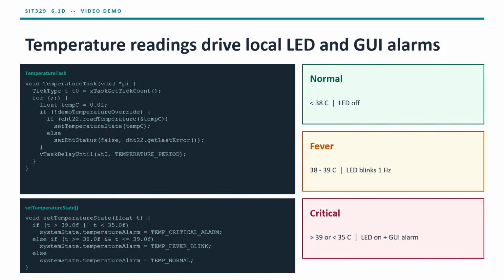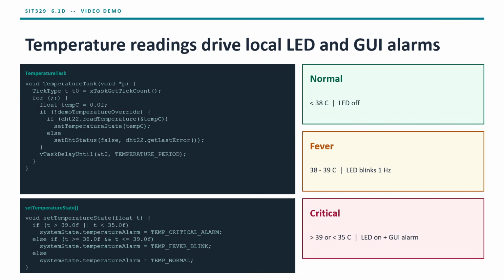Below 38 degrees Celsius is the normal state, and the LED state is off. Between 38 and 39 degrees is the fever blink state, where LED alarm task toggles the LED every 500 milliseconds for a 1 Hz blink rate.